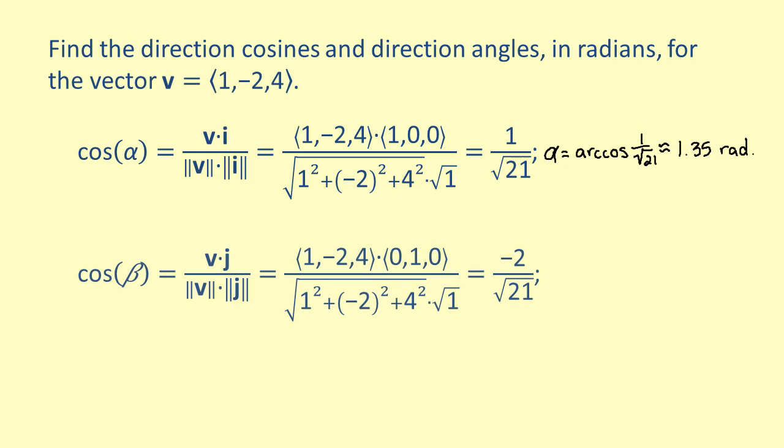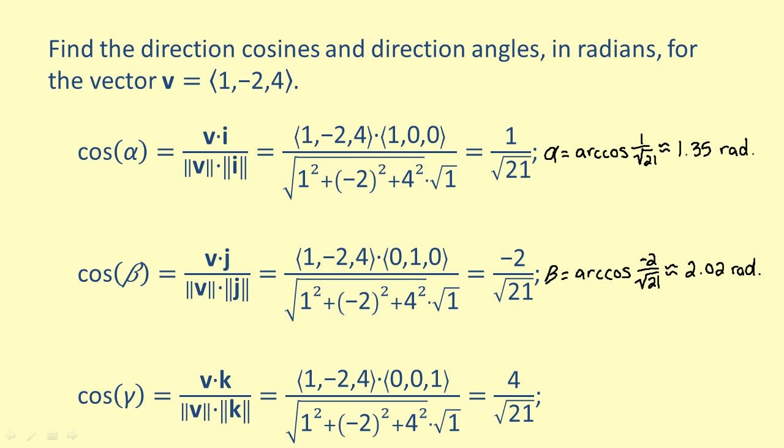We'll find the direction cosine for the angle beta that the vector v makes with the y-axis next, following a similar procedure. This time the numerator is the dot product of the vector 1, negative 2, 4 with the vector 0, 1, 0. The denominator remains unchanged. The result is negative 2 divided by the square root of 21, the second of the direction cosines. We find the corresponding direction angle beta by taking the arc cosine of that result, which gives us beta equals 2.02 radians.